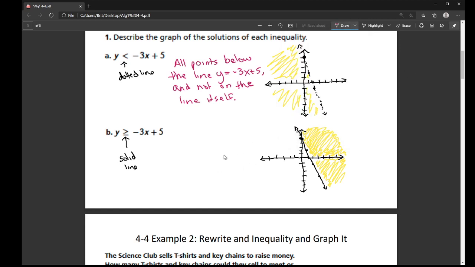So if I'm describing this, I would say this is all points above, because it's above it now, the line y equals negative 3x plus 5, and on the line itself.